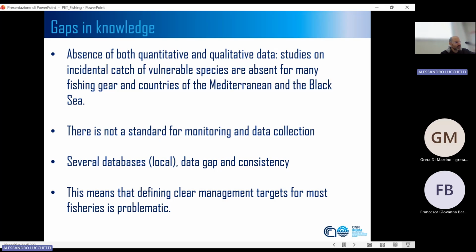In the last few years, the GFCM has delivered a standard protocol for this, and probably in the next years the situation will improve. The other problem is that there are several databases. If you consider little NGOs, etc., every single NGO has its own database, and they don't put everything together. Therefore, there is a loss of money, because they can get money to carry out their activity, but they don't put their data in a national database. Therefore, there is a waste of data.